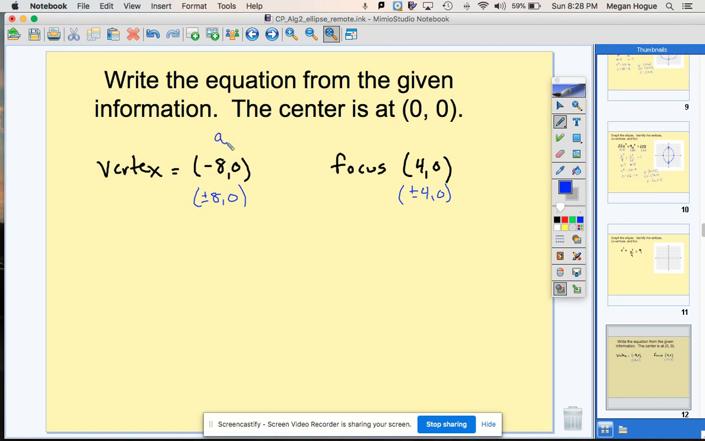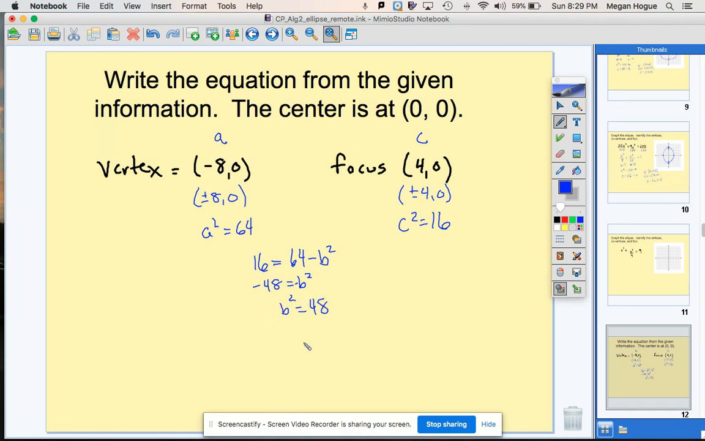The vertex is my A. The focus is my C. So if I'm given these two things, I can figure out A squared is 64. So that's going to be part of my equation. C squared is 16, but I need B squared. So I need to do 16 is equal to 64 minus B squared. So then I'm going to do 16 minus 64, negative 48, equals negative B squared. So B squared equals 48.